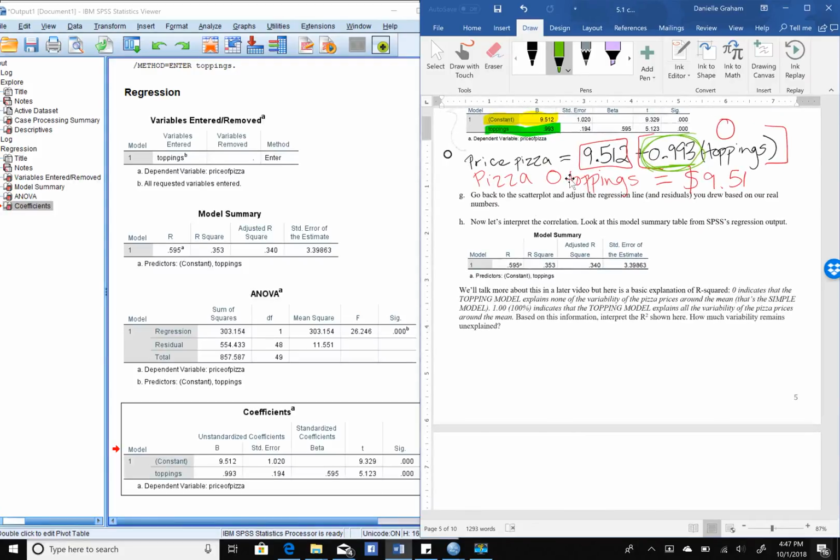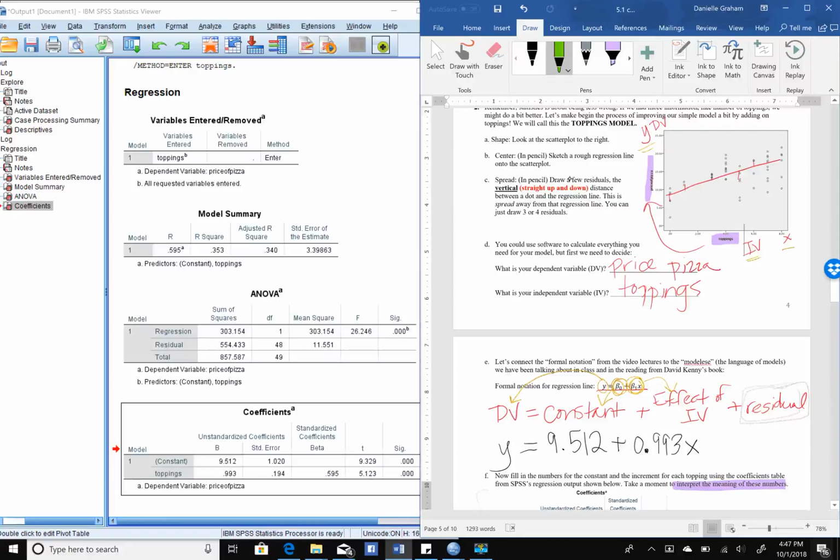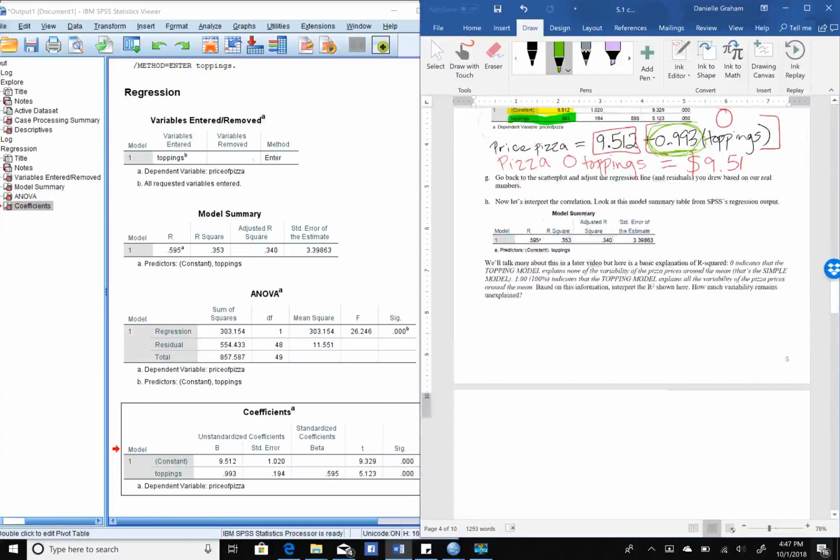Okay, so we're going to skip G. You could go back to the scatter plot and change your line if it's actually crossing at the wrong place or your slope is a little off. We're going to skip that.